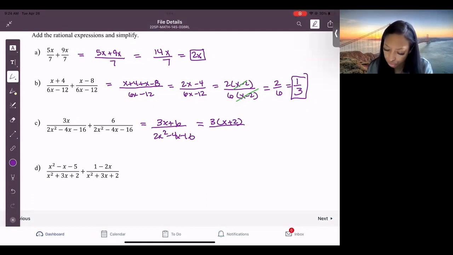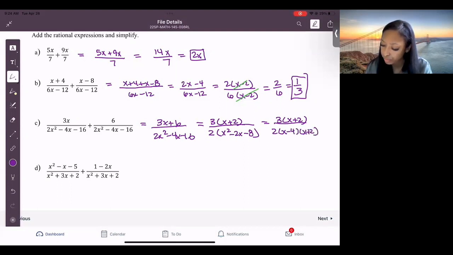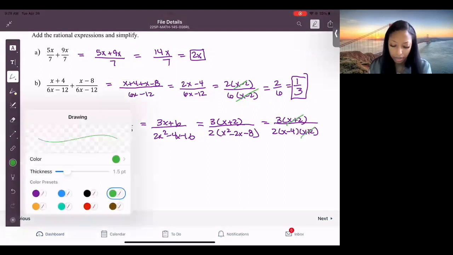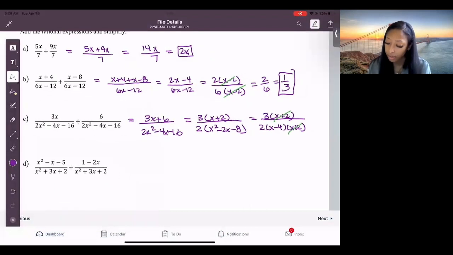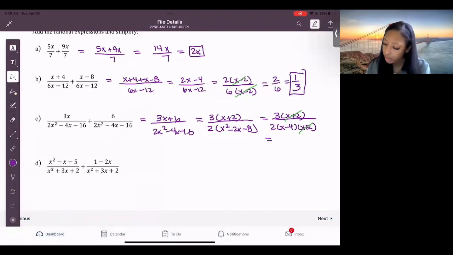We can factor out a 2. And then we have x squared minus 2x minus 8, which can be factored more. Okay, so this is 3 times x plus 2 over 2 times x minus 4 times x plus 2. All right, now we can cancel the x plus 2's in the numerator and denominator. And that gives us a final answer of 3 over 2 times x minus 4.